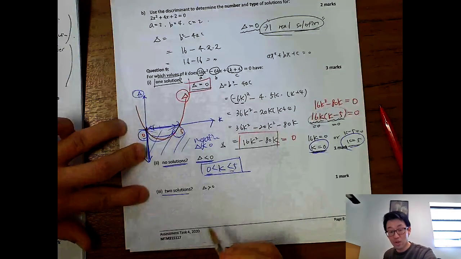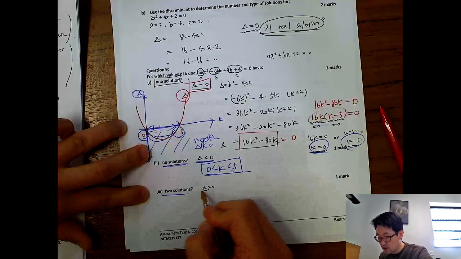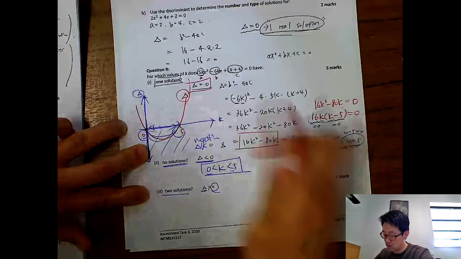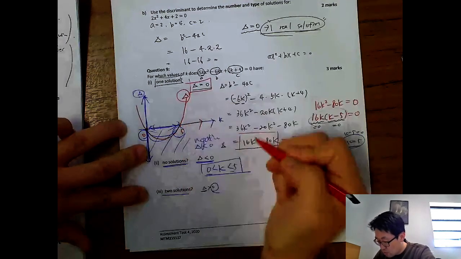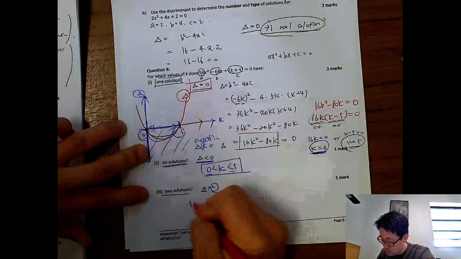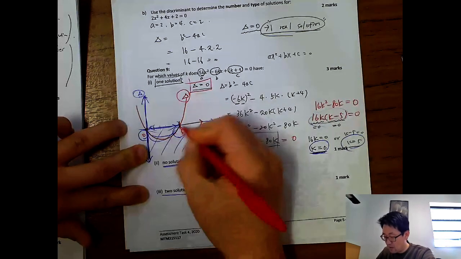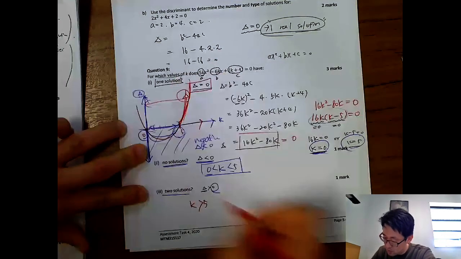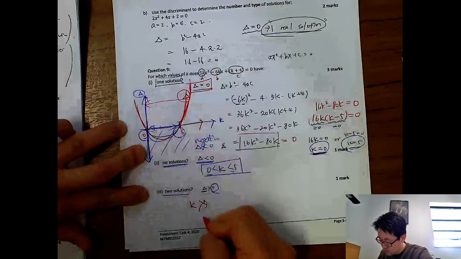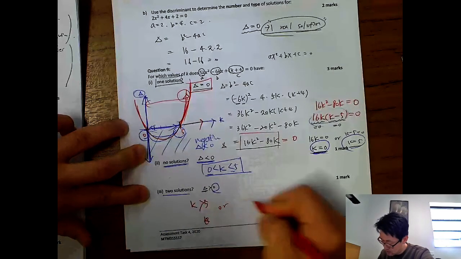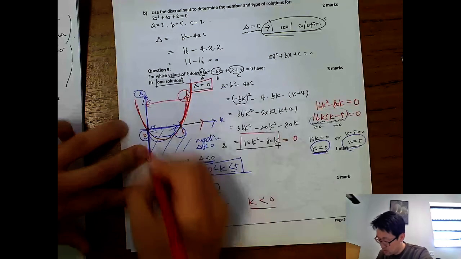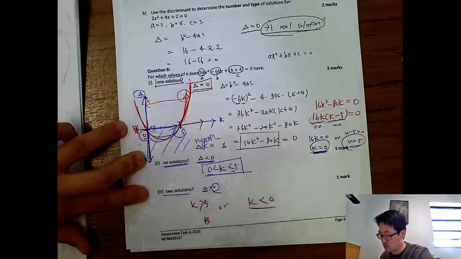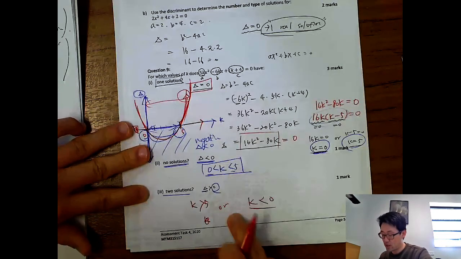When do we have two solutions? When discriminant is bigger than 0. When do we have that? When k is bigger than 5: 5, 6, 7, 8, 9, we all have a positive discriminant. Or when k is smaller than 0. That makes sense? So you always get this pattern.